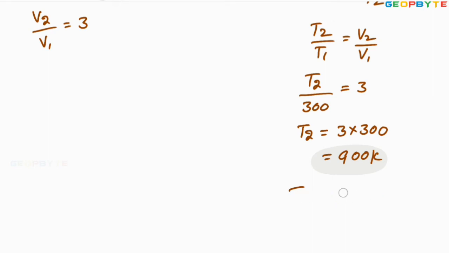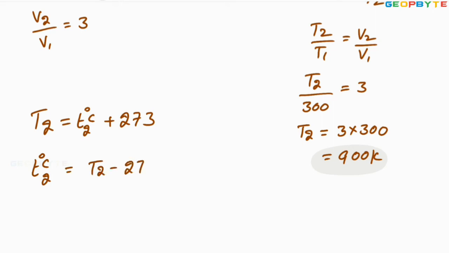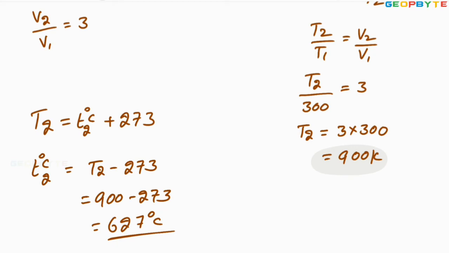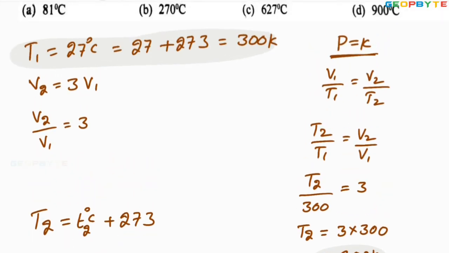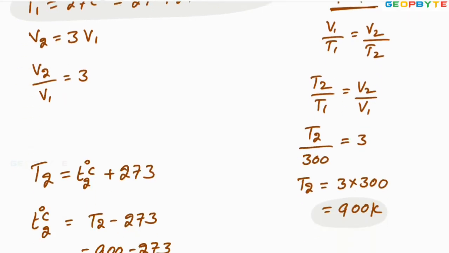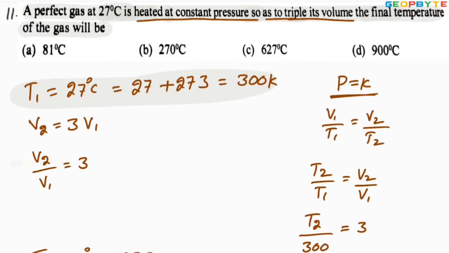Otherwise, you can remember like this. The absolute temperature capital T2 equal to thermometer reading in degree centigrade plus 273. From this, the thermometer reading in degree centigrade after it is heated equal to absolute temperature minus 273. Absolute temperature is 900 minus 273 is equal to 627 degrees centigrade. That is the temperature after it is heated at constant pressure, 627 degrees centigrade. Therefore, option C is absolutely correct.